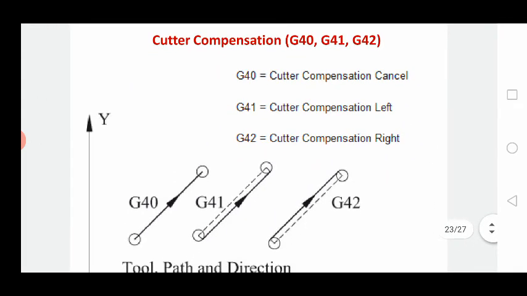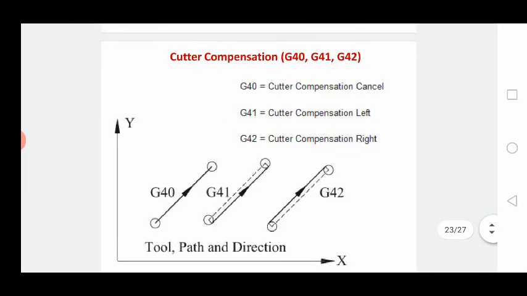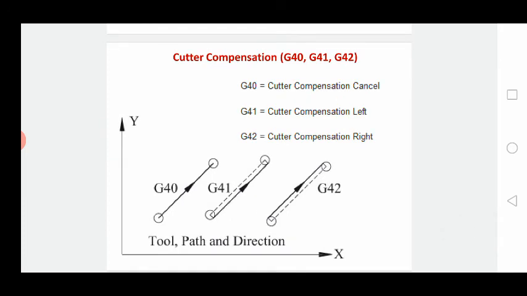How the cutter compensation commands work, you can see here. We have G40, cutter compensation cancel. We don't have any cutter compensation; the tool travels center point to center point. G41 is cutter compensation left side. Again we have the sides: the workpiece is left of the tool or the workpiece is right of the tool. We always keep that in mind when we give the instructions to the machine.